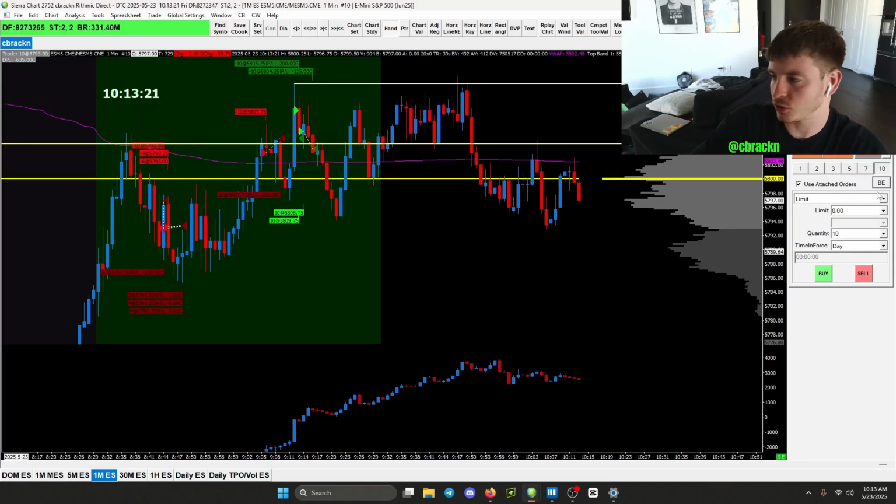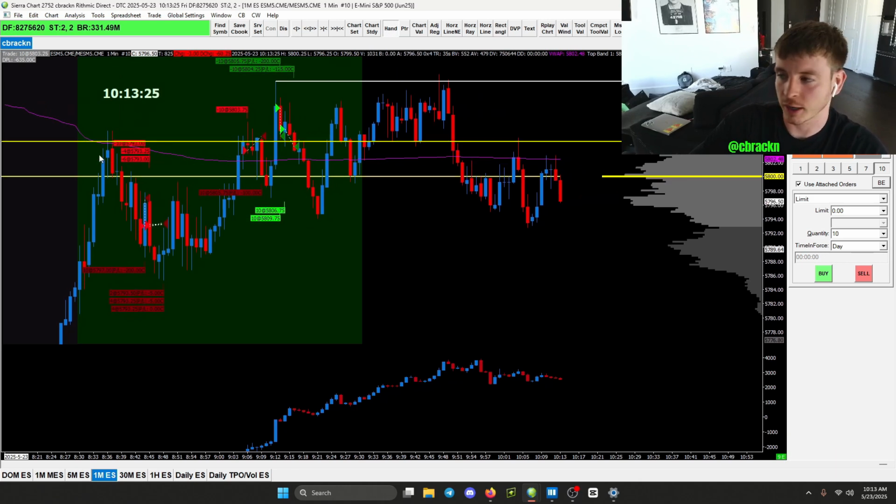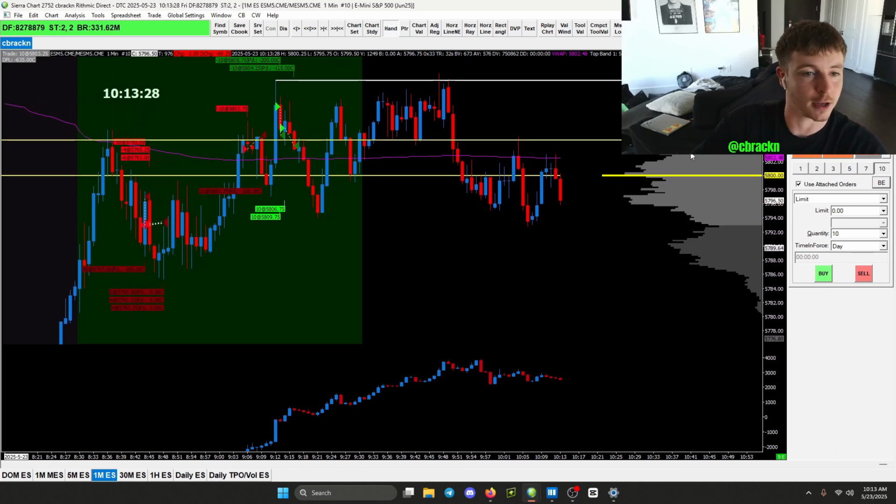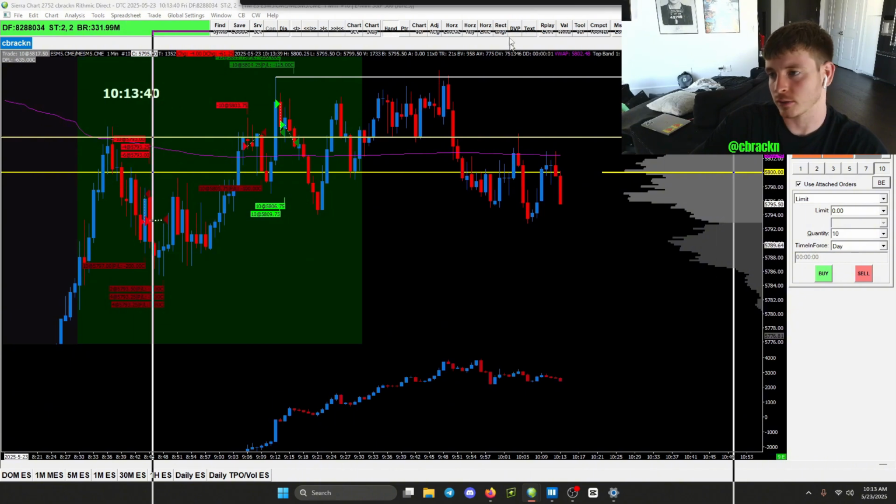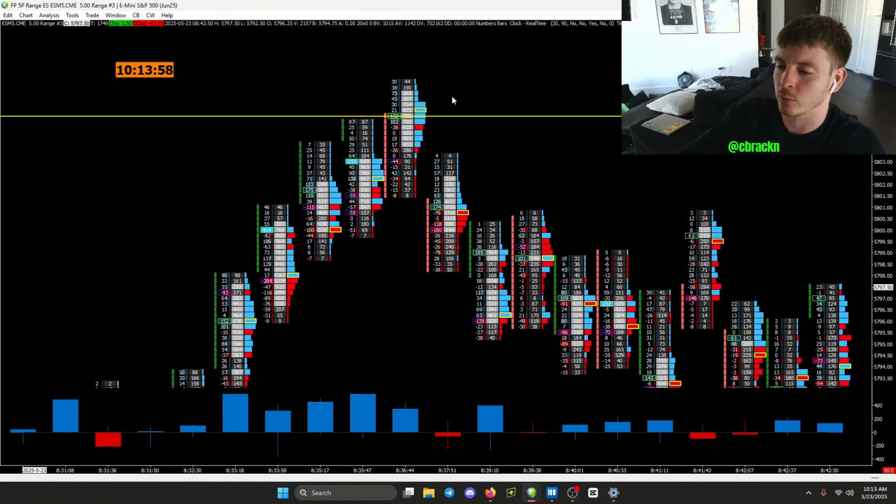Just by looking at my executions, you can see I was struggling. Got a nice reaction off of this 805 level, which is marked out by the yellow line right here. I did not get short at 805. I didn't see enough. Let me show you guys the footprint. This is the footprint right here from when we first came up to 805. I did not take this short up here because I didn't like how it looked yet.